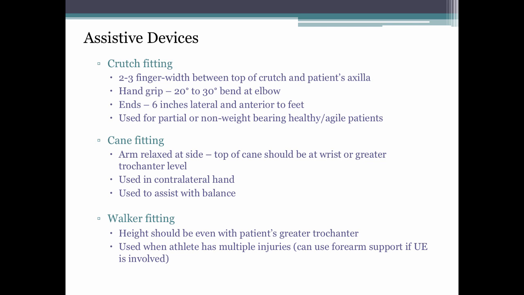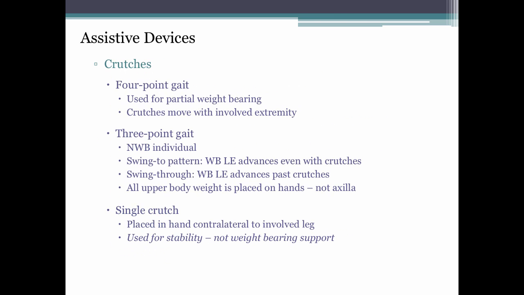And then a walker, the same height as a cane at the greater trochanter. You can use a forearm support that was shown in the picture if you have an upper extremity injury. Some people in car accidents will have a lower extremity and an upper extremity injury as well. So with crutches, you can have a 4-point gait pattern. This is used with partial weight bearing. The crutches move forward. The involved extremity moves in between the crutches.